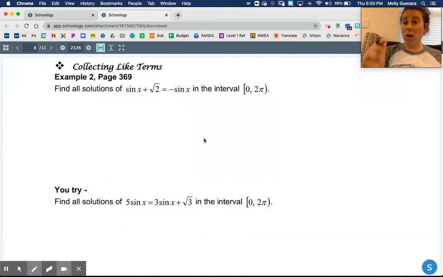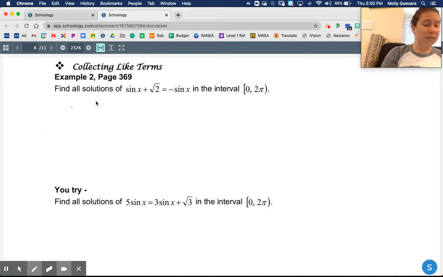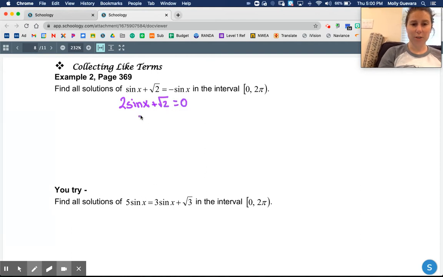Okay, so I want to get all my sine of x's onto one side, all my numbers onto the other, right? So I'm going to go ahead and add sine of x to the other side, which gets me 2 sine of x plus the square root of 2 equals 0. Subtract root 2. So I have 2 sine of x equals negative root 2. Divide by 2, because I want that sine of x by itself, right? So I get sine of x equals negative root 2 over 2.